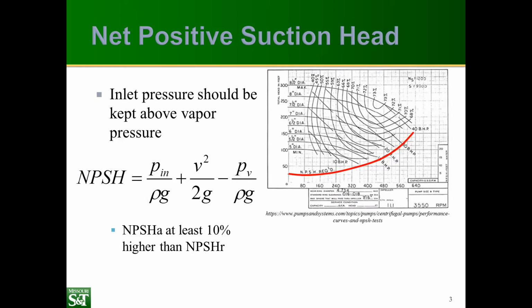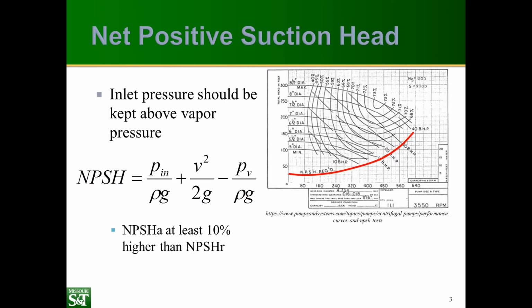Net positive suction head required, or NPSH-R, is a pump property, and it's determined experimentally. If you go back to our pump curve, you can see the line that's labeled NPSH required. So at different flow rates, as the flow rate changes, you need to have a higher net positive suction head in order to prevent cavitation in the pump.